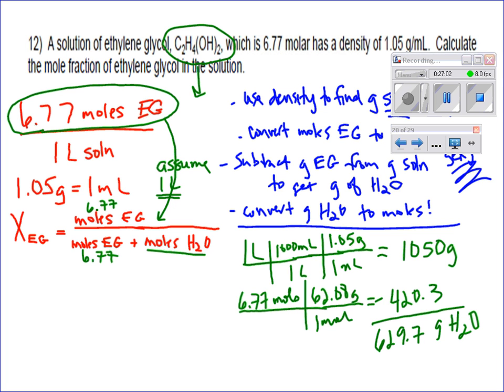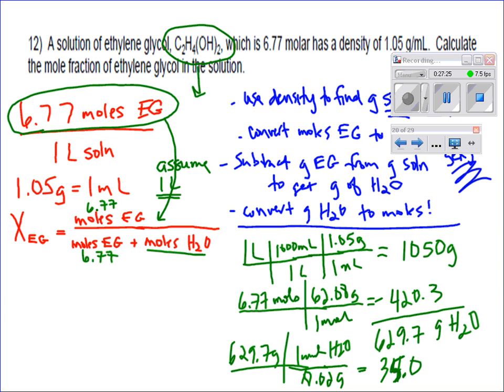All right. So can I use that? Nope. I've got to take that 629.7 grams and convert that to moles. So for every 1 mole of H2O, I have 18.02 grams. So that's 34 point something. So let's just say 35.0 moles. That's a lot of moles compared, but again, that's the solvent. We should have more of the solvent than we do of the solute.